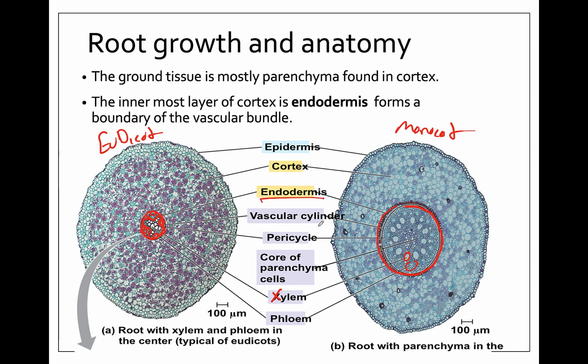This endodermis is selectively permeable. So this is what creates a boundary between what the plant absorbs and what it does not absorb. So if the plant is going to absorb something, it has to go through the endodermis in order to get into the vascular structure and then actually get up to other parts of the plant.